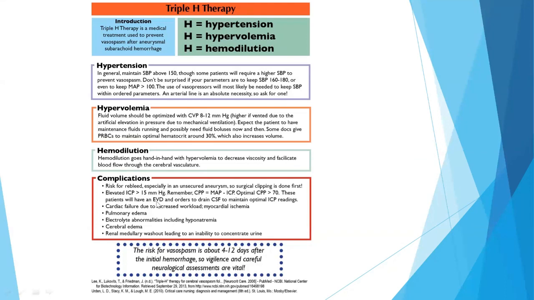Complications: risk of rebleed, especially in an unsecured aneurysm, so surgical clipping is done first. Elevated ICP can occur. Cardiac failure due to the increased workload, and myocardial ischemia can occur. Pulmonary edema, electrolyte abnormalities, and cerebral edema can occur, and the risk of vasospasm is about 4 to 12 days after the initial hemorrhage. So vigilance and careful neurological assessments are vital in the 4 to 12 days after the attack.